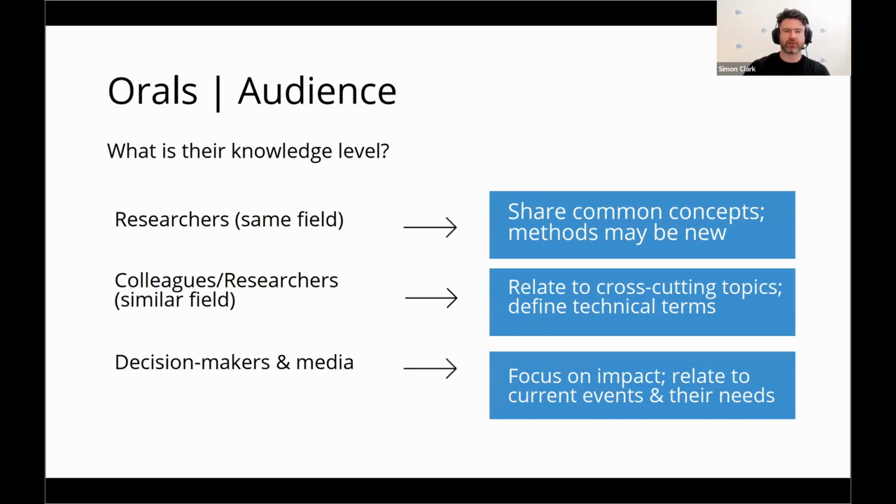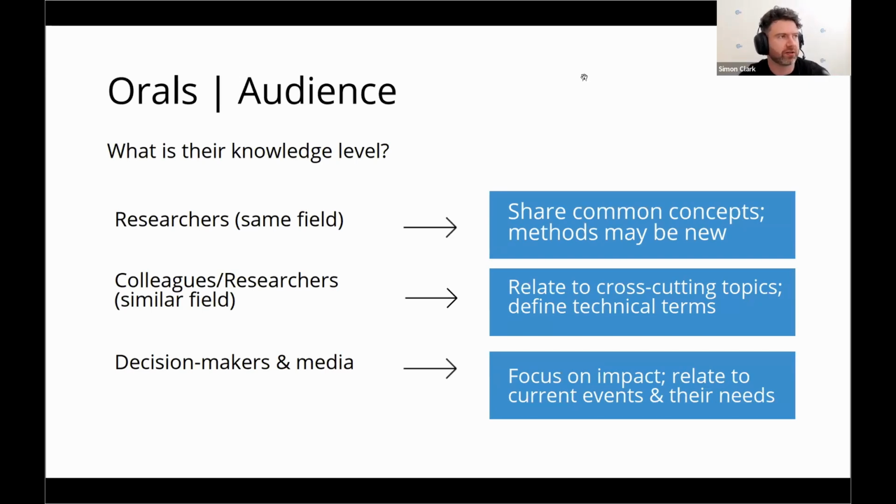So there are some examples I thought of. If you're talking to researchers in the same field, then you can be quite confident you probably share common concepts. There's a lot of shared knowledge. However, some of the methods you use might be unfamiliar, or if you're developing new methods, they might not know what you're talking about at all. So be sure to be clear and introduce technical specifications in your presentation.